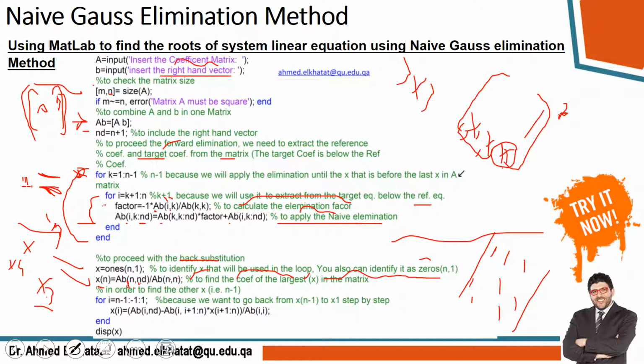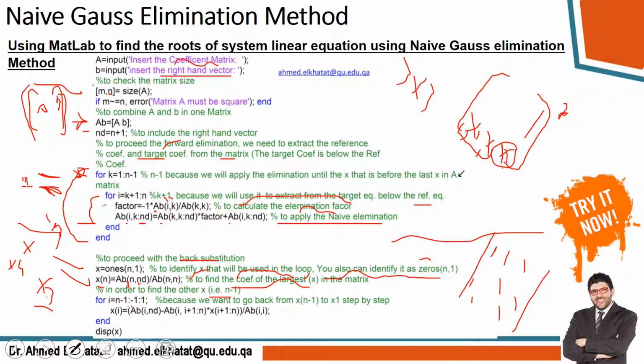Why do you do this again? This is to find the coefficient of the largest x in the matrix, in order to find the other x, n minus 1. So now we can make the loop. For n minus 1, that means for x2 or x1, until 1, going by minus. So n minus 1 until 1, going one step backward, minus 1.